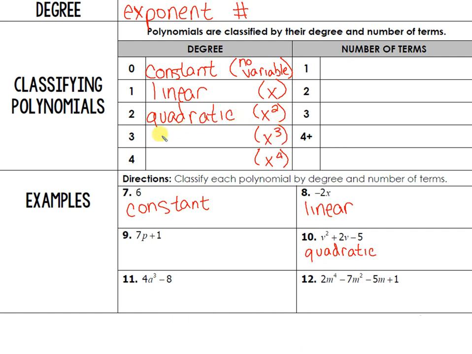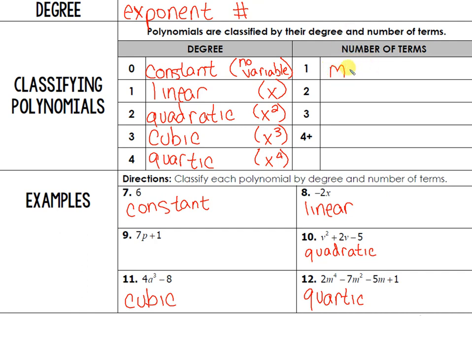Anything cubed, to the 3rd power, is cubic. 4a cubed, I have that tiny 3. So this is cubic. And number 4 is quartic. 2m to the 4th power is a quartic polynomial. When I'm looking at number of terms, it's asking me how many things there are.